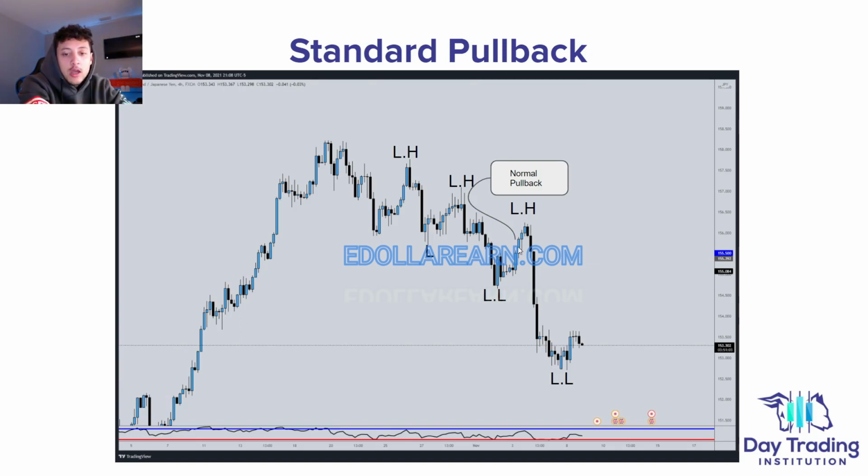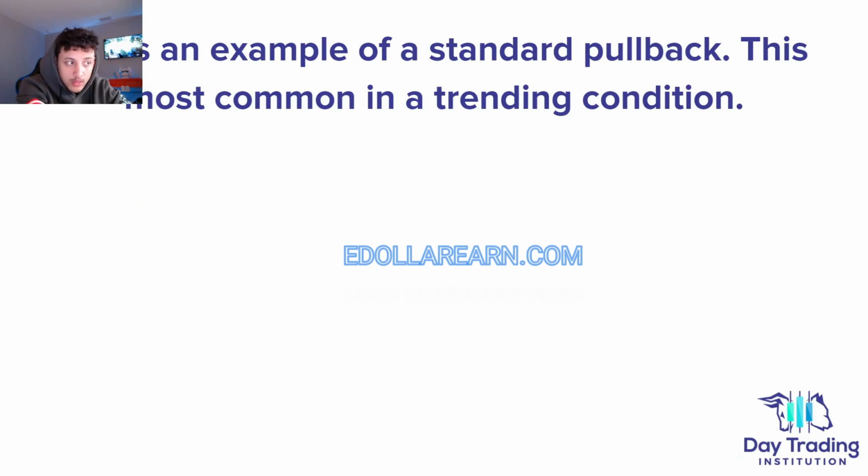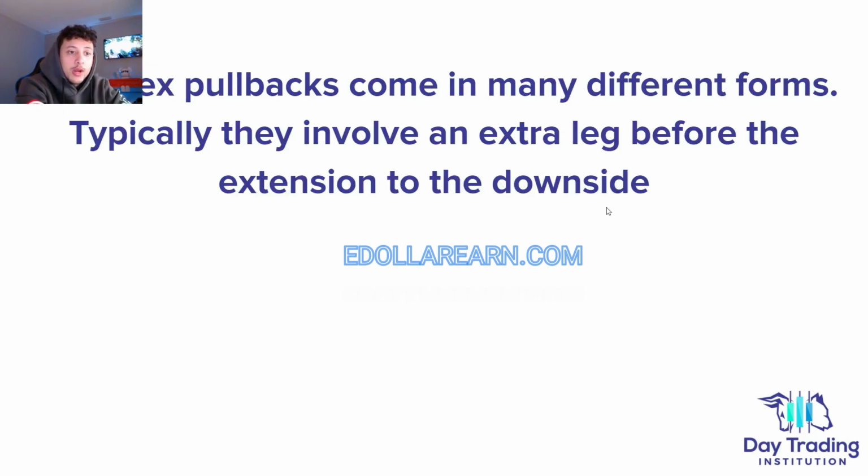Notice how price just went bullish and then right after that it went bearish. This is going to be our extension. Now notice how the previous extension price extended even further than that, forming a lower low. That's an example of a standard pullback. This is the most common pullback in a trending market condition, right?